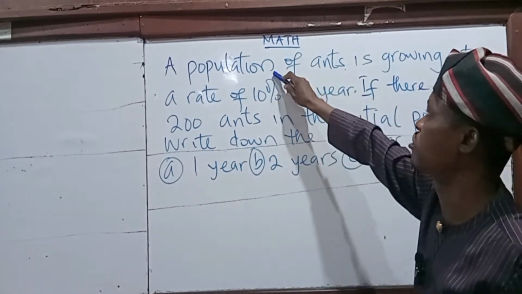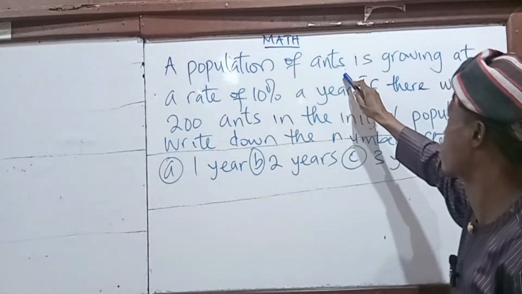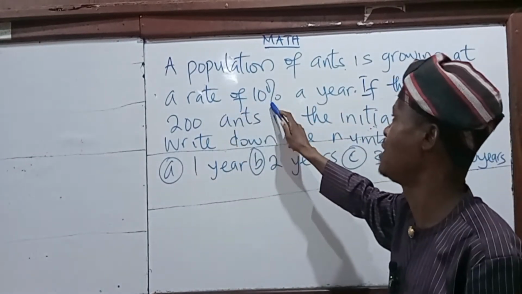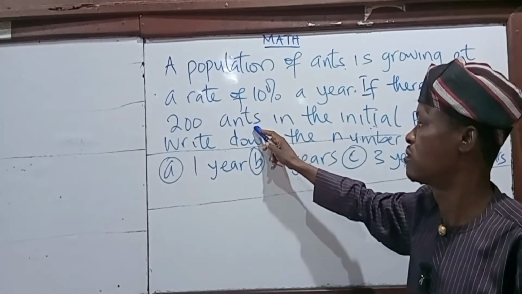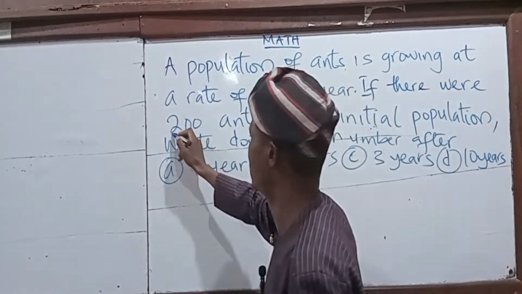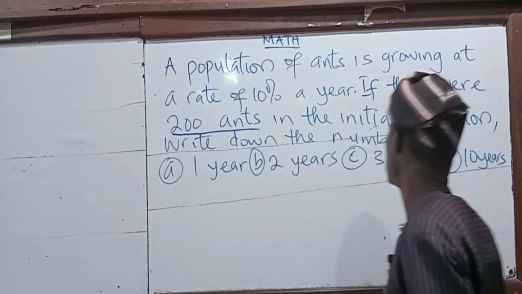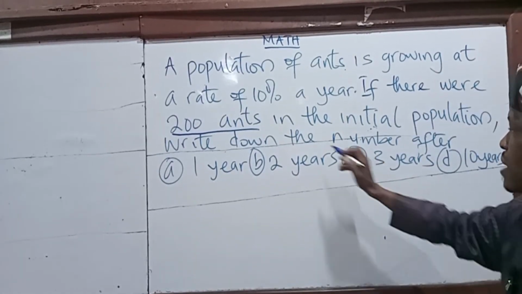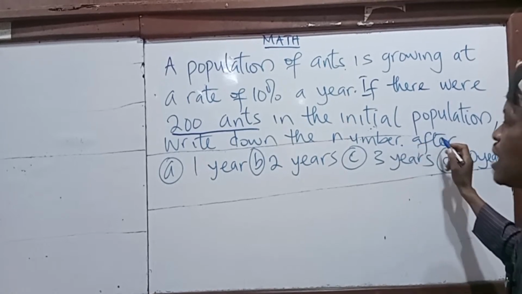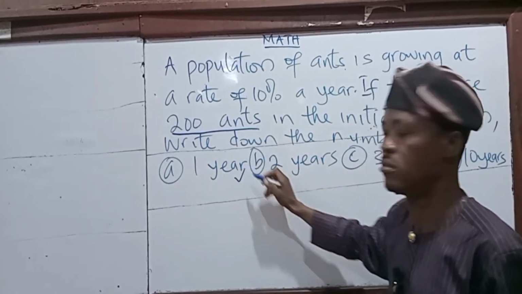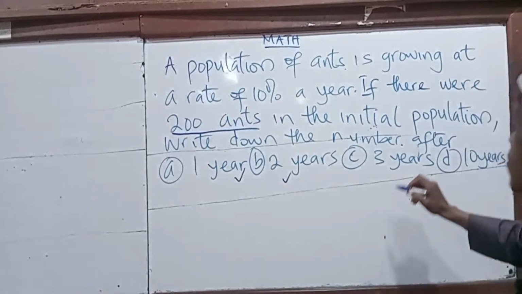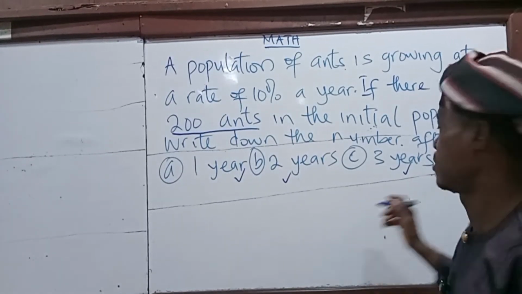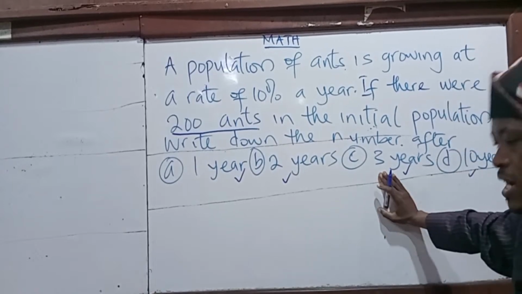The population of ants is growing at a rate of 10% a year. There are 200 ants in the initial population. Write down the numbers after 1 year, 2 years, 3 years, and 10 years. So this is the question we have.